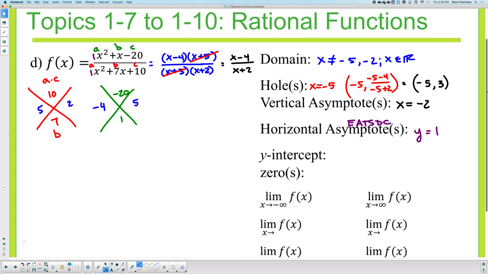To find my y-intercept, I will plug in 0. You could use this reduced form or the standard form. Either way, it becomes negative 4 divided by 2, which is negative 2. Finally, for zeros, you find where the numerator would equal 0, which in this case is positive 4, so at x equals 4. Now I'll go over and look at the graph.